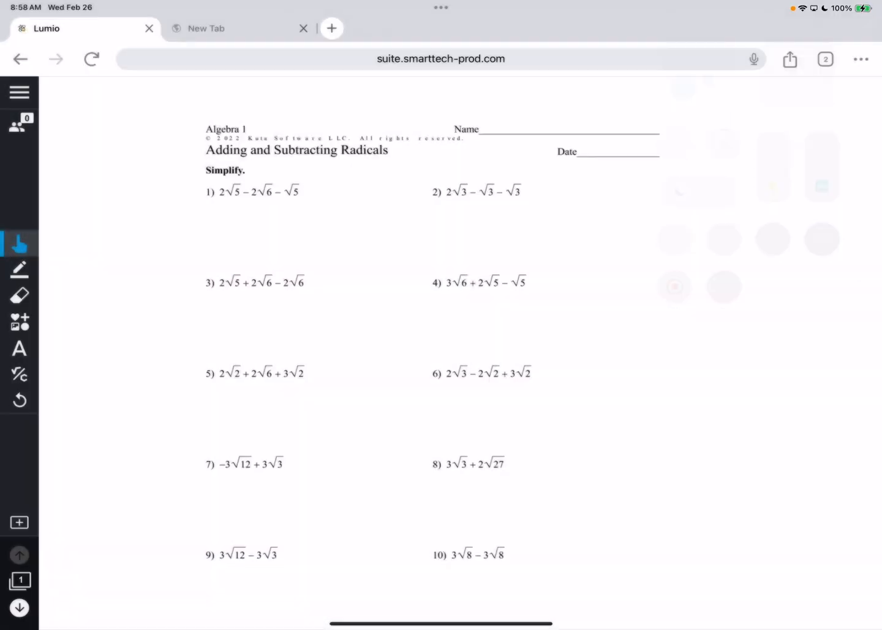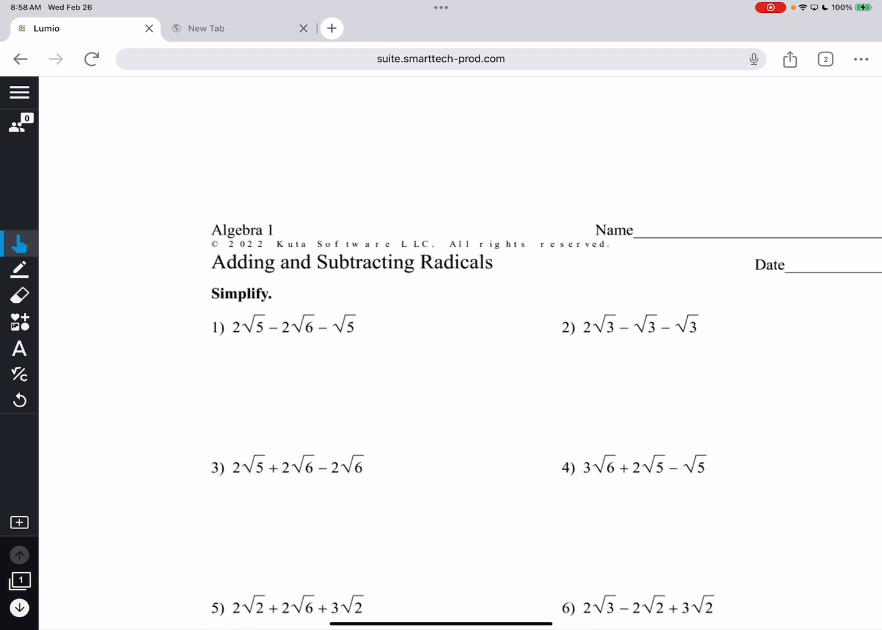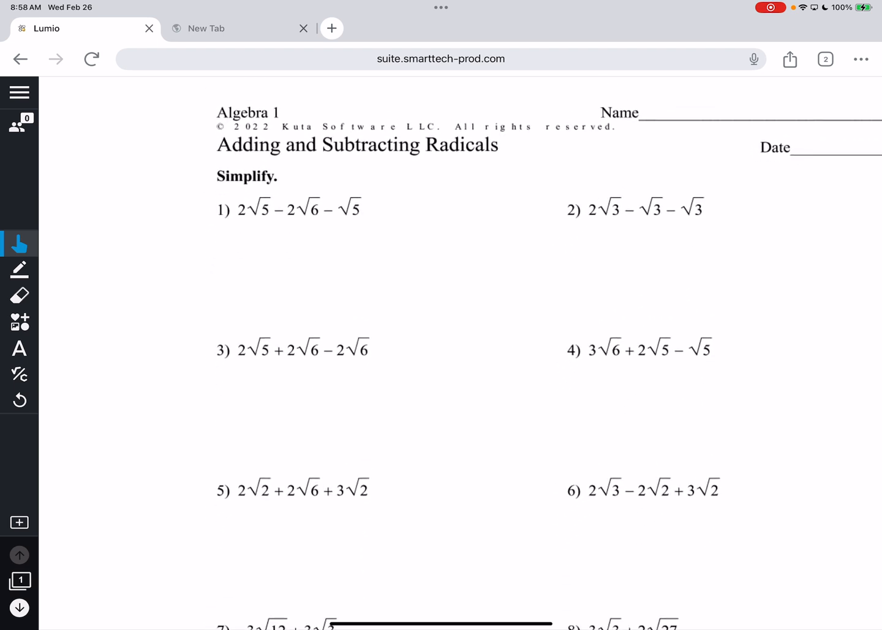All right, so we've been simplifying radicals, meaning you cannot have anything left underneath a radical that's a perfect square. But now we're going to be working on adding and subtracting to put these together. You have already worked on adding and subtracting with variables. So how do you do that? How do you add or subtract variables?